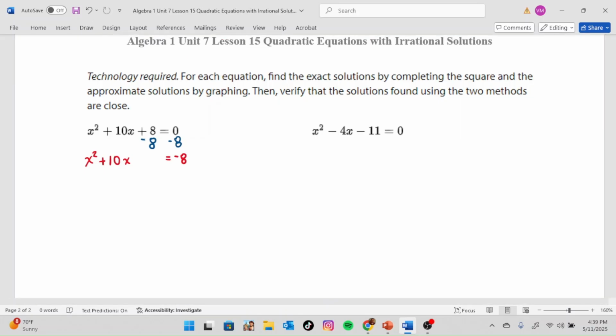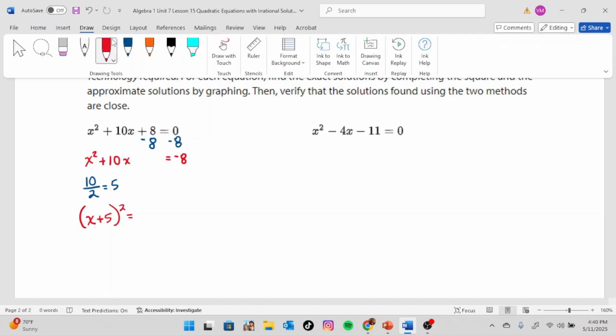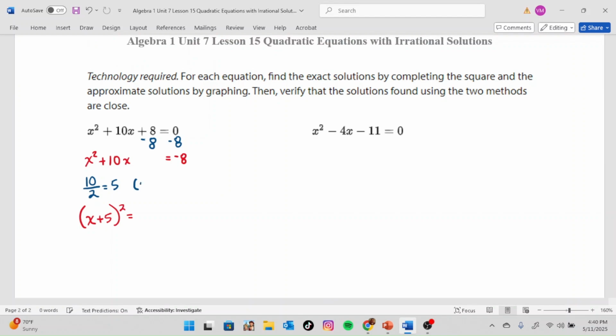Now that we have it the way we want, we're going to identify the b term, which is 10. And we're going to divide that by 2. That gives us 5. So now I know what's going to go in my factored form, perfect square. X squared is created by x times x, and then I'm going to have plus 5. The next step is to take that 5 and square it, which will give us 25. This is going to be the new c term that we add in.